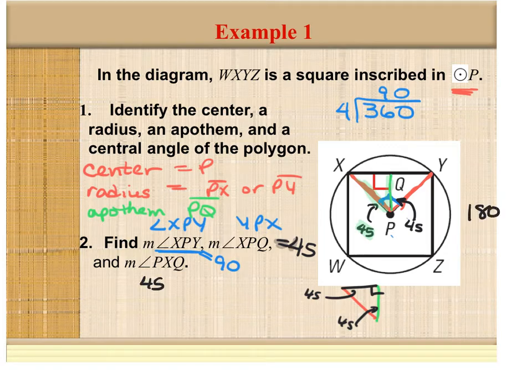The 3 angles of a triangle add up to be 180. Subtract the right angle, subtract the 45 you found at the top, leaving you 45 for the bottom. Or remember that when it's a right triangle, the 2 acute angles are complements, so just subtract it from 90. So this is how you can identify a center, a radii, an apothem, and a central angle, and find the measures of those angles.